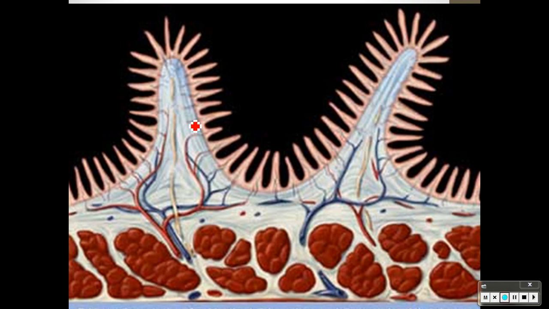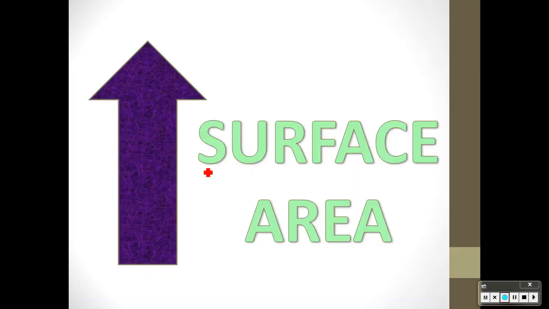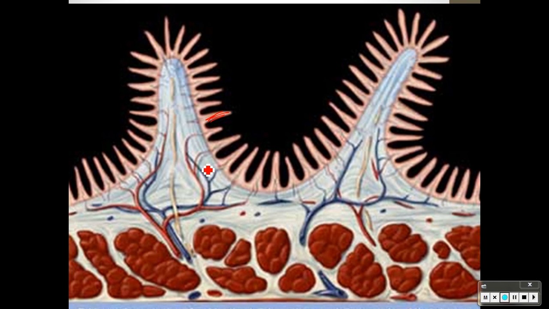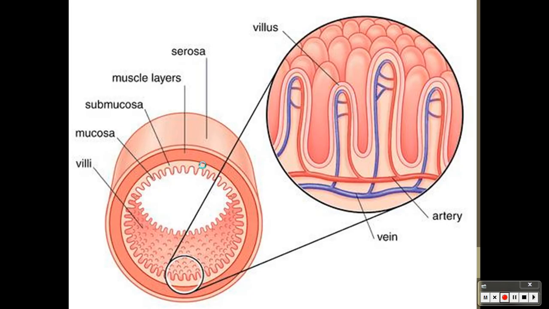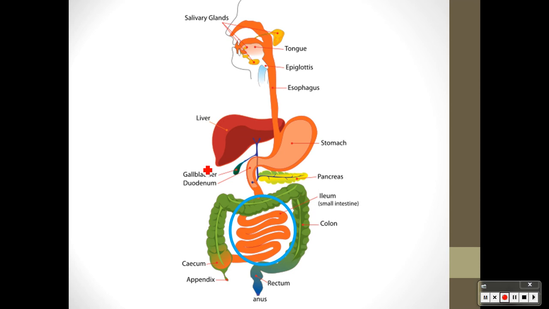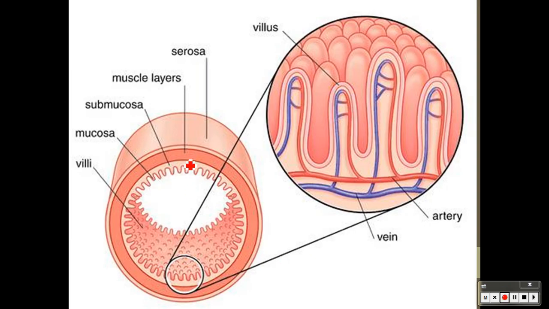Anyway, villi, and on each villus are microvilli, these little tiny things right here. Okay, and what this does is increase the surface area. The number one answer in biology is surface area. Okay, so these are found in the ileum, and that's where all the absorption takes place.